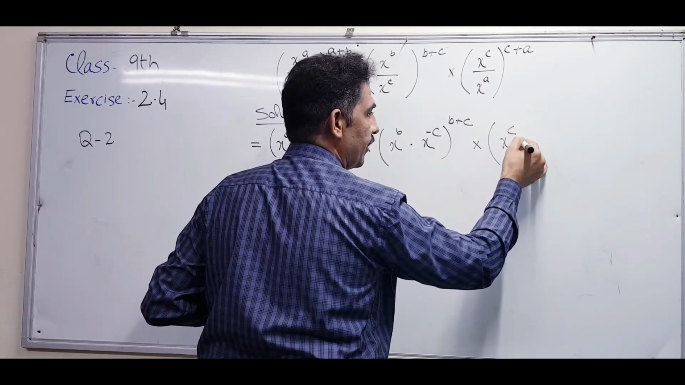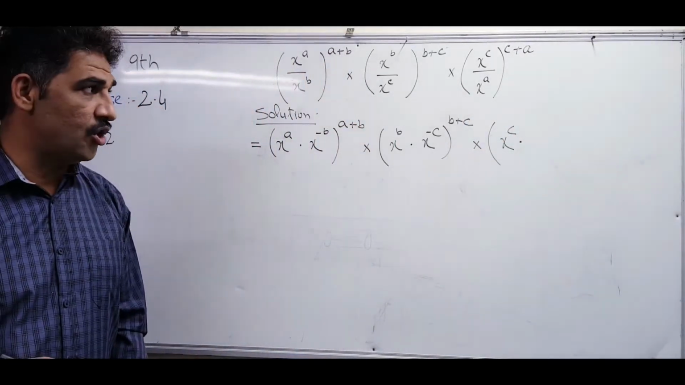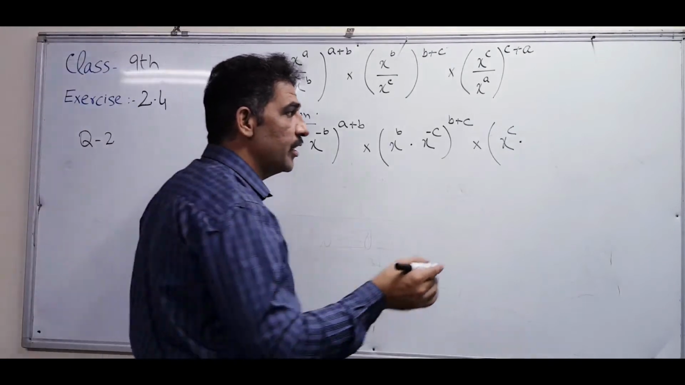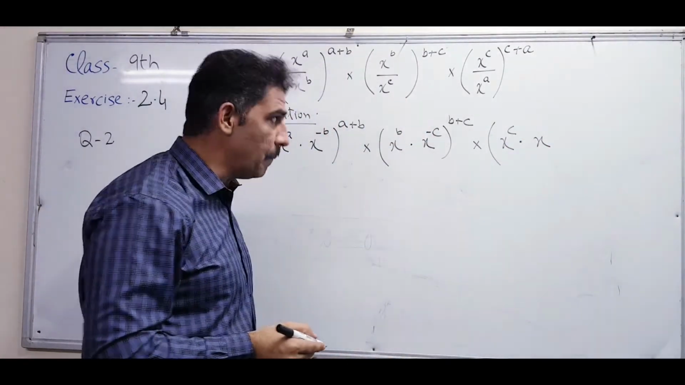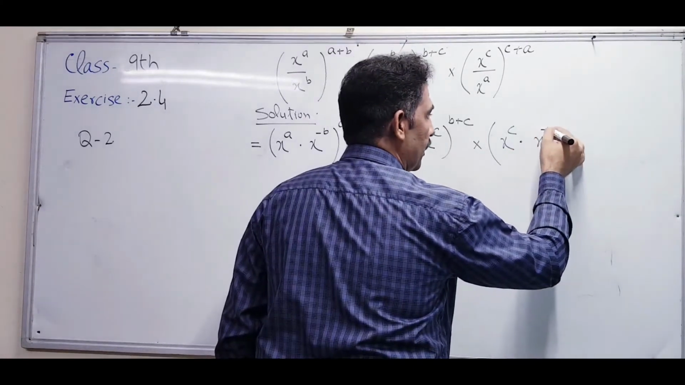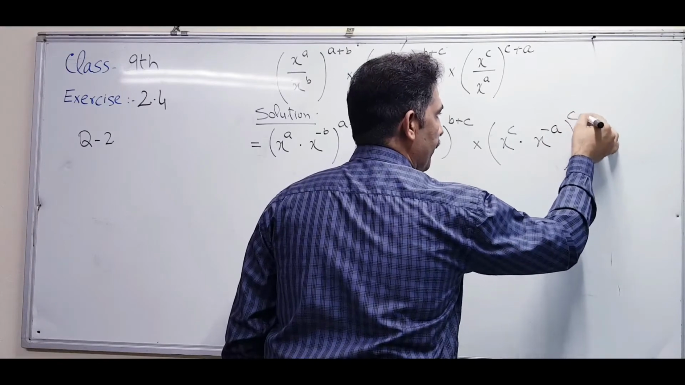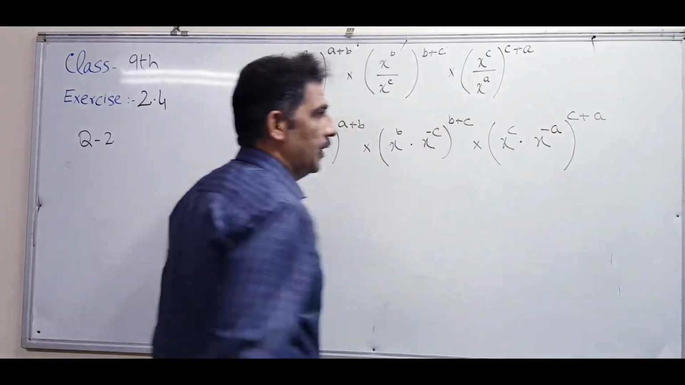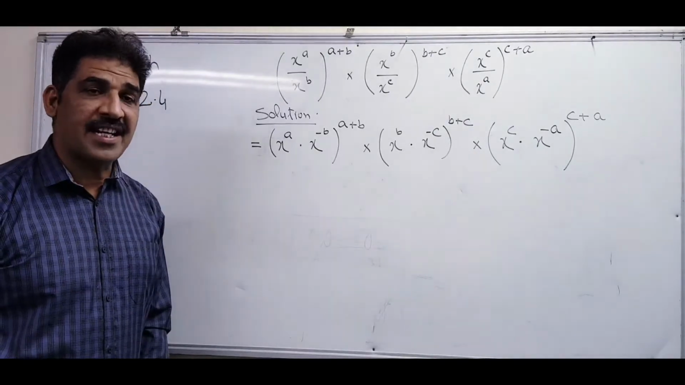And here we will also make this denominator into numerator. So what change occurs in its power? Minus a. Good. First step finished. What is the second step of this question?